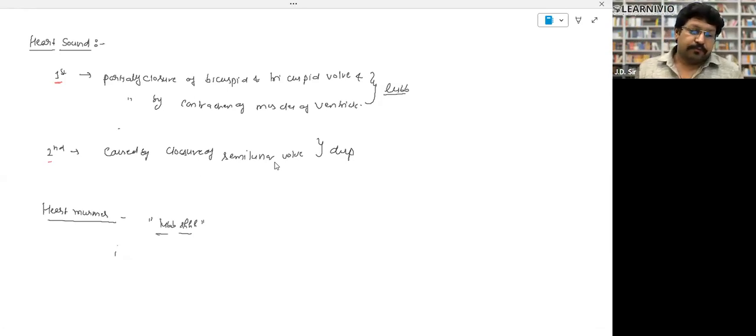First sound is lub. That lub sound comes from partial closure of the bicuspid and tricuspid valves. Partial closure by contraction of muscles of the ventricle. So when the bicuspid and tricuspid valves close down, then the lub sound occurs. Is it clear?